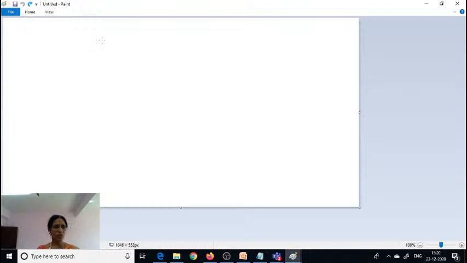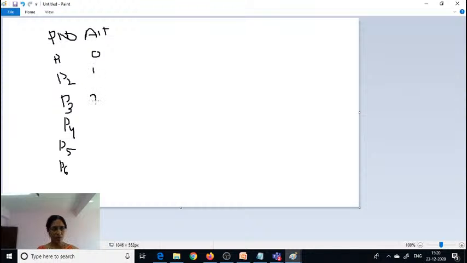See here. So the processes are P1, next P2, next P3, next P4, P5 and P6. Now the arrival timings. At what time is each process arrived? That means it is 0, 1, 2, next 3, 4, 6.